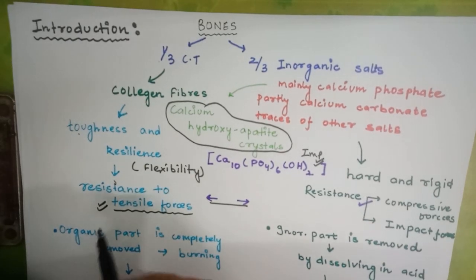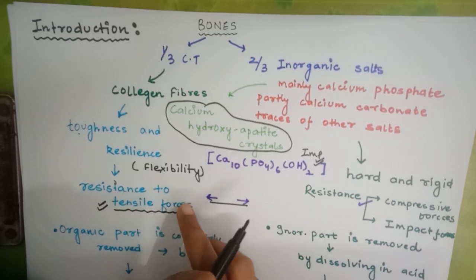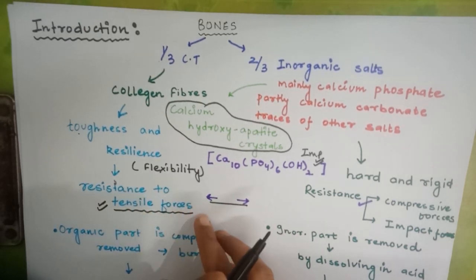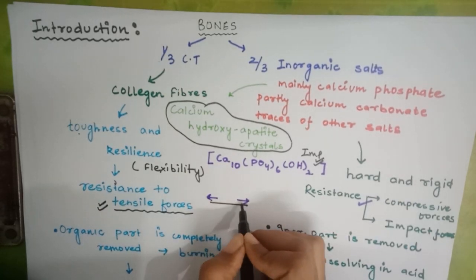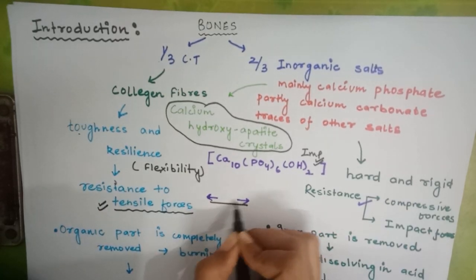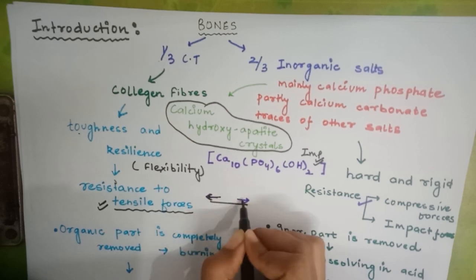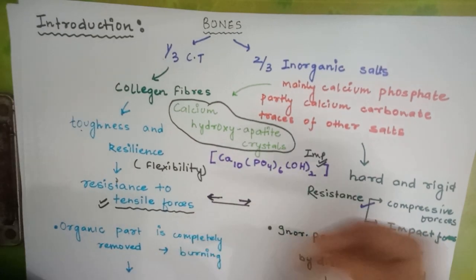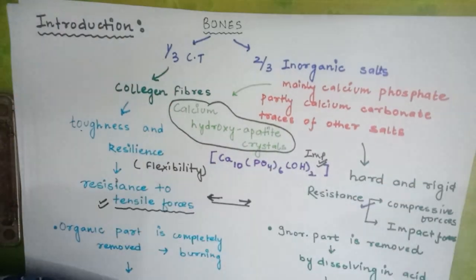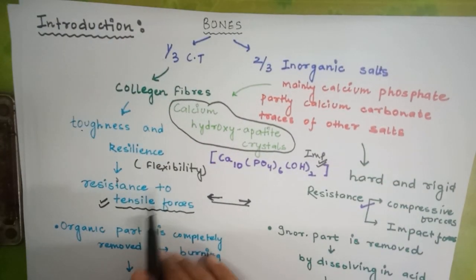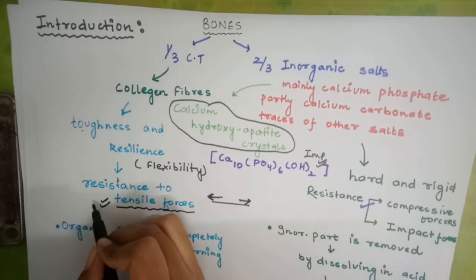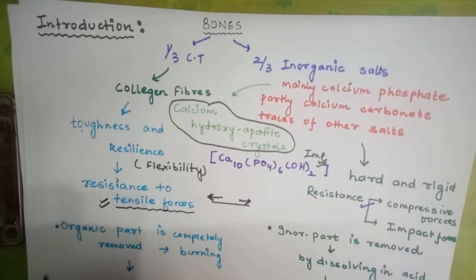Now come to the organic part. Since it provides toughness and resilience, it gives resistance to tensile forces. What do tensile forces mean? Tensile forces are forces which act in opposite directions like this. It means we are pulling something. So the organic part of the bone gives resistance to all the tensile forces which act on our body.